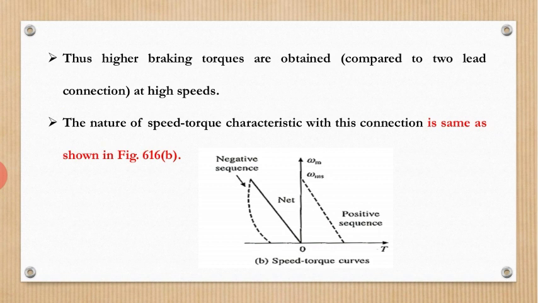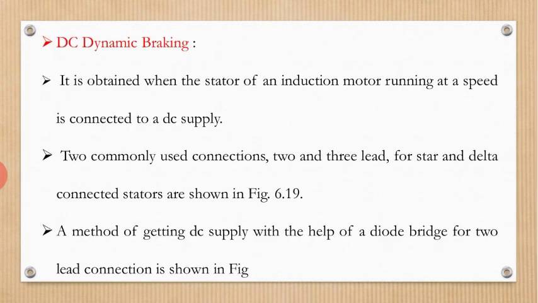The nature of the speed torque characteristics will be the same as this one. Next one is DC dynamic braking. It is obtained when the stator of an induction motor running at a speed is connected to a DC supply. Now I am going to explain how DC dynamic braking is obtained. So you disconnect the stator and connect it to the DC supply.